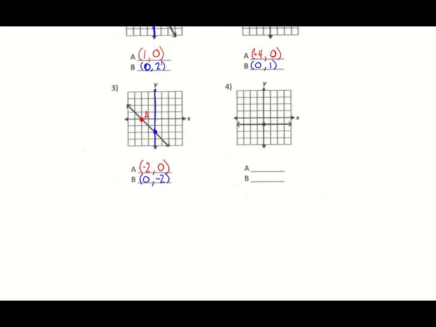Okay, one more. If we look at our x-axis right here, it is not crossing that x-axis at all. Our line is going straight below it, so that means we have nothing for A. It doesn't cross. For our y-intercept, it crosses right here on our y-axis. So that means our x is 0 and our y here, we go down negative 1.